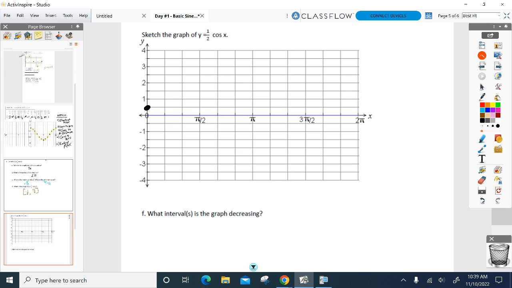So it starts at 1/2, goes to where now? Next key value? Starts at the max, goes to 0. So pi over 2 is 0. Then travels to where? Its min, which in this case is negative 1/2. See how this works? Back to where? 0. And then the cosine curve always ends at maximum, 1/2. So there's cosine 1/2 right there.